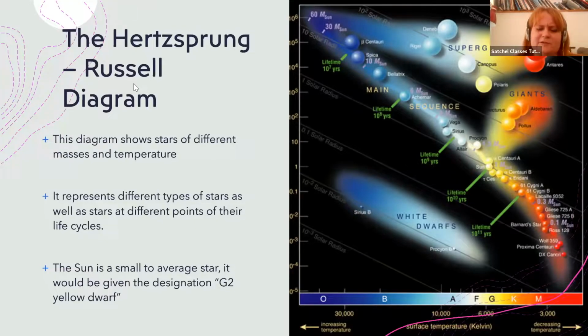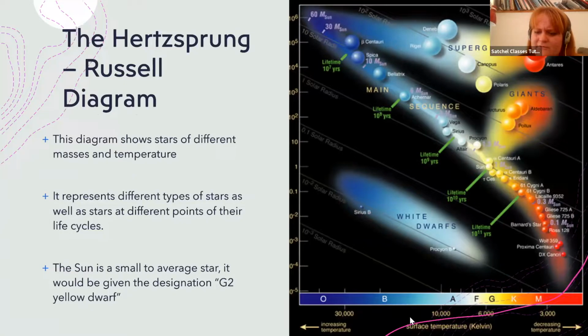The Hertzsprung-Russell diagram, named after two people, Hertzsprung and Russell. It actually shows stars of different masses and temperatures. It's all about taking all the stars in the sky that we can see with telescopes and putting them on the graph. It's quite an interesting idea.